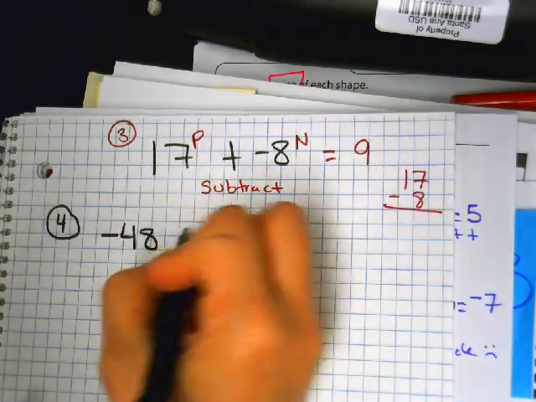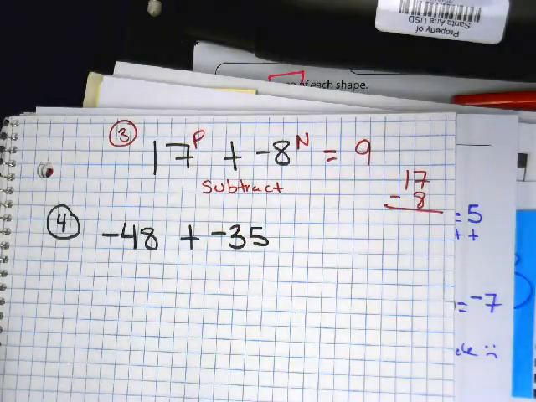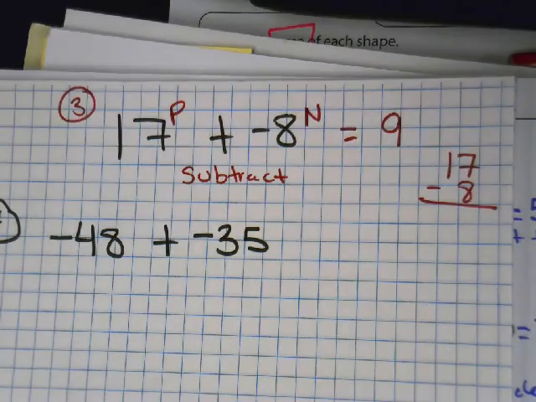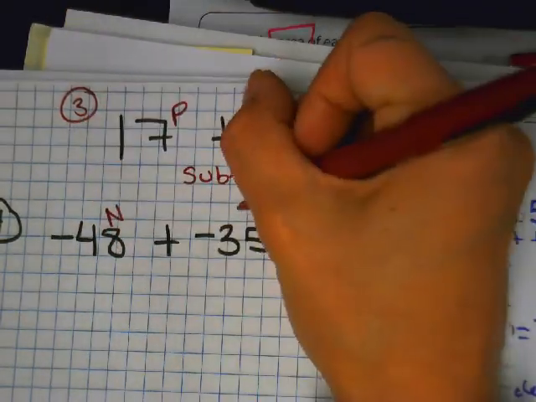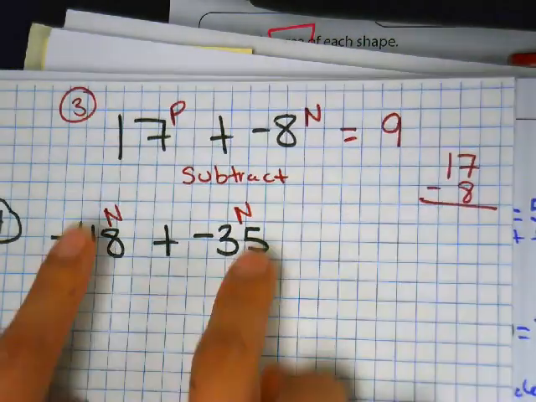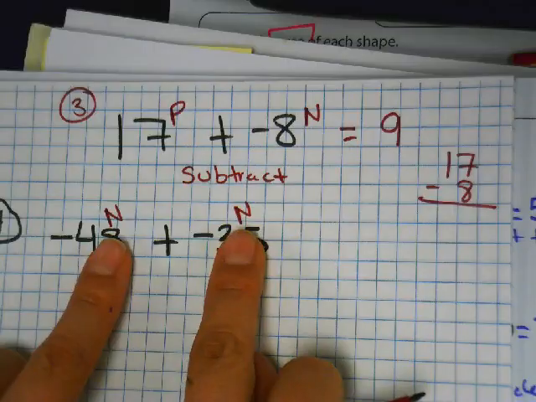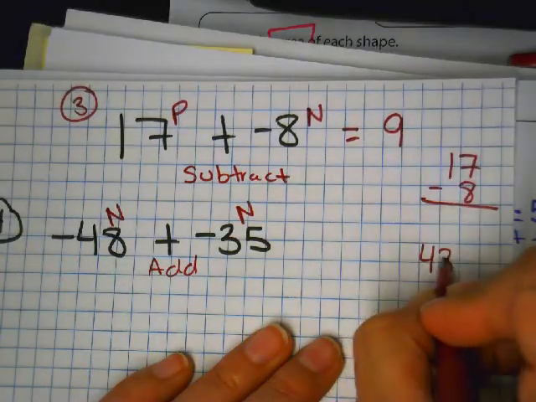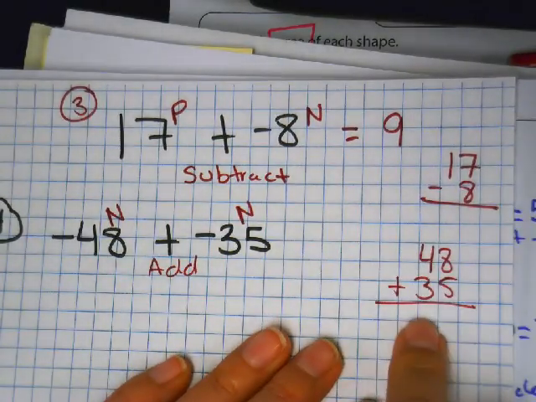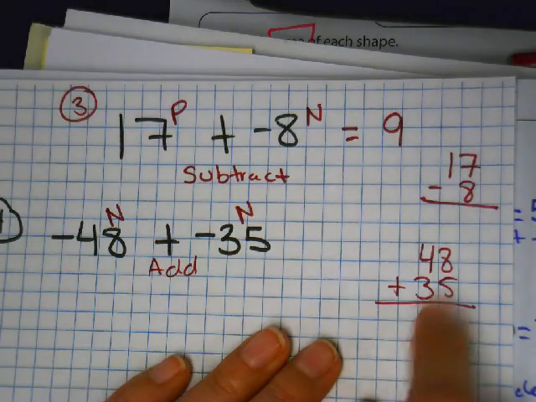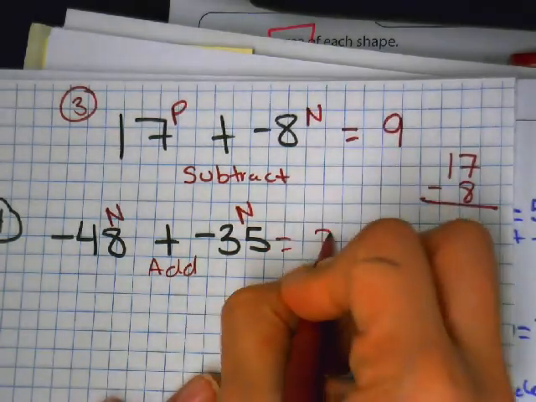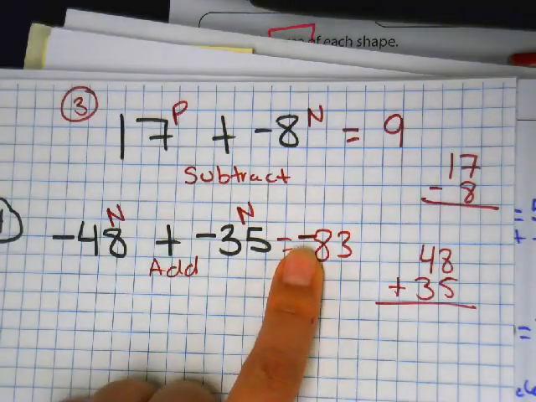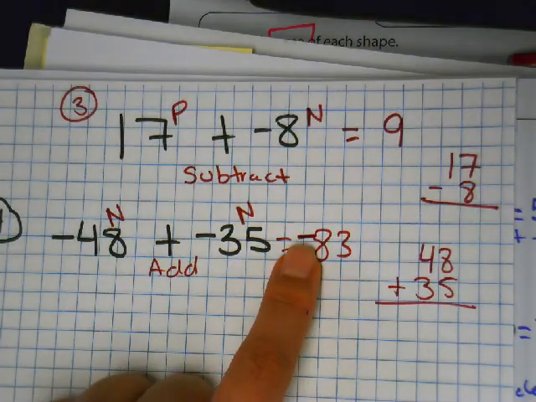Number 4. Negative 48 plus negative 35. So look at them. Are they the same or are they different? Same. This is a negative. This is also a negative, right? So if they're both the same sign, you're going to add. And of course, we can go over here and add them, right? What do you get when you add them? I get 83. Now they're both negative, so I keep it a negative. Make sure you go back and put the negative. You can get this whole thing wrong if you don't put the negative.